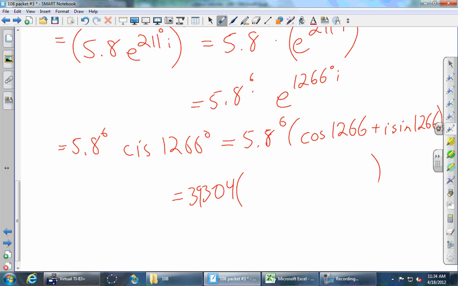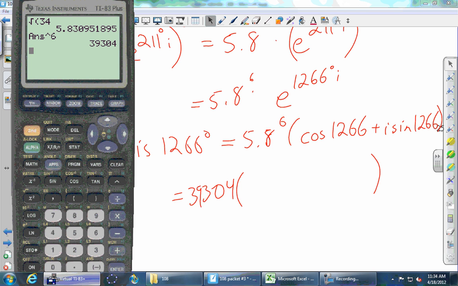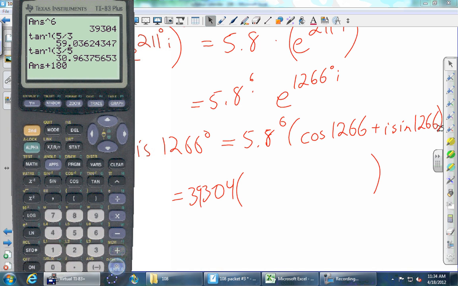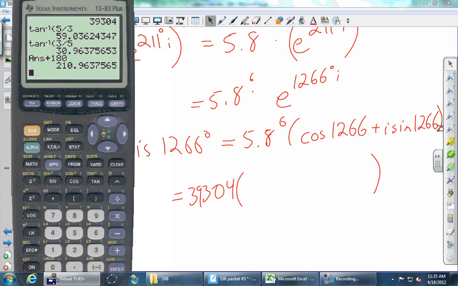times, and then we got to do these two pieces, the cosine of the angle and then the sine of the angle. But again, I'm gonna go back. So we did an inverse tan of what was it, 5/3? No, 3/5. Okay, so that was our 31, but that wasn't really the angle. Plus 180, that's really the angle. Okay, so that was my 211.